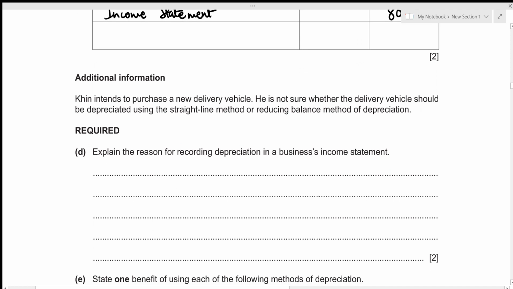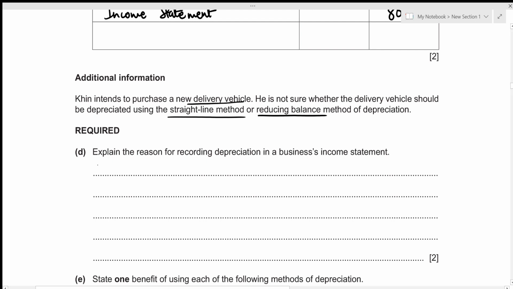We are given additional information. Kin intends to purchase a new delivery vehicle. He is not sure whether the delivery vehicle should be depreciated using the straight line method or the reducing balance method of depreciation. And for the fourth part of this question, we need to explain the reason for recording depreciation in a business's income statement. So we can categorize depreciation under our matching concept, right? Because the matching concept states that we need to match our costs and revenues for an accounting period and figure out whether there is a profit or loss, irrespective of actual receipts and payments, which means that it also incorporates our accrual concept. It does not care whether our receipts have been received yet or not and our payments have been made yet or not, but we include that as our payments or receipts for this particular accounting period, right? So we could categorize the reason for recording depreciation under our matching concept as well.